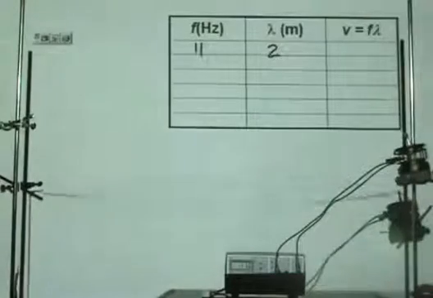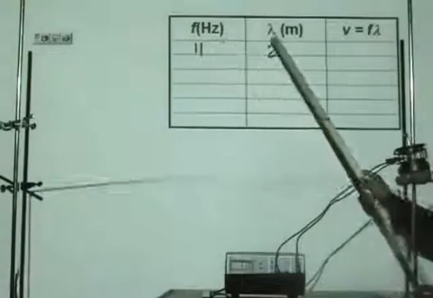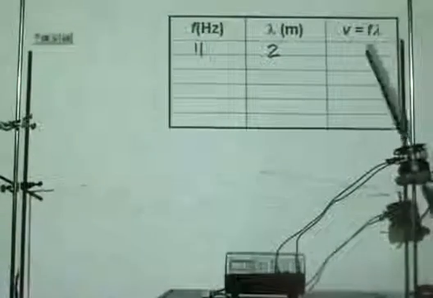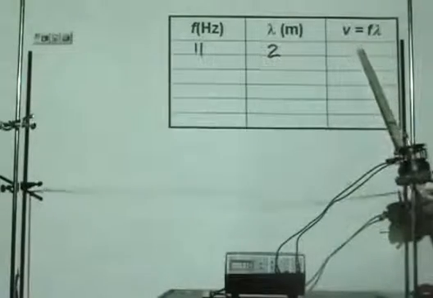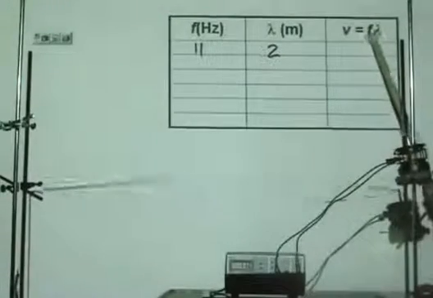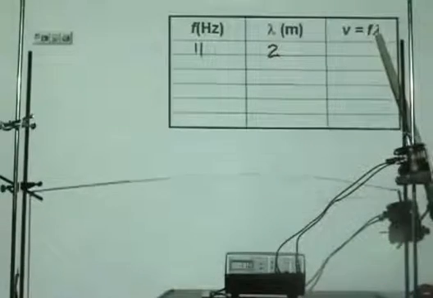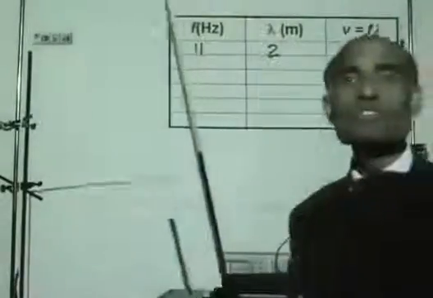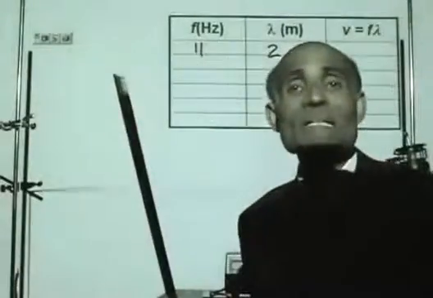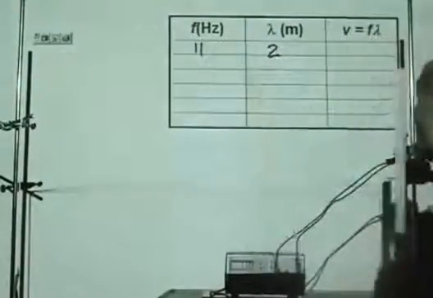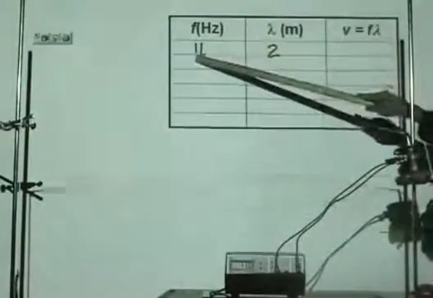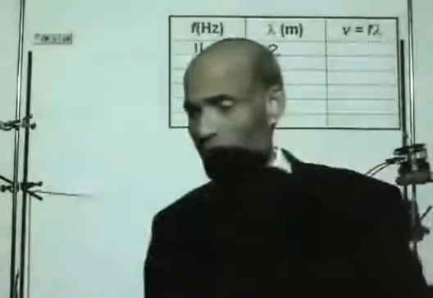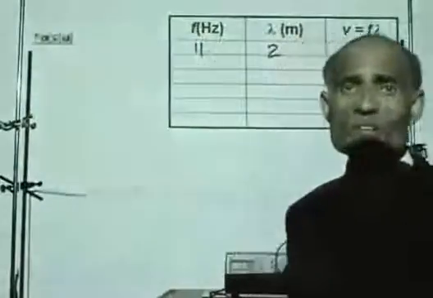Alright, I got the frequency 11 hertz, the wavelength is 2 meters, therefore what is the wave speed? I'm going to leave it for you to do on your own. V equal to frequency multiplied by the wavelength. And I want you to write it with proper units. What is the unit of speed? It's meter per second. Alright? So here, the wave speed will be 11 times 2. That will be 22 meters per second. I'm not writing it down. You got to write it on your own.